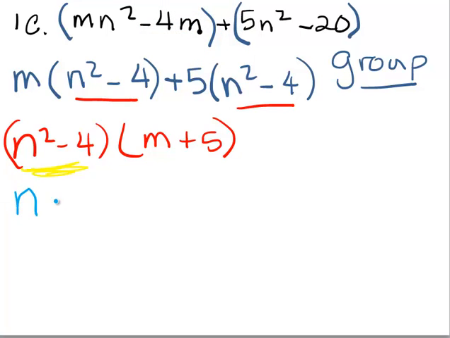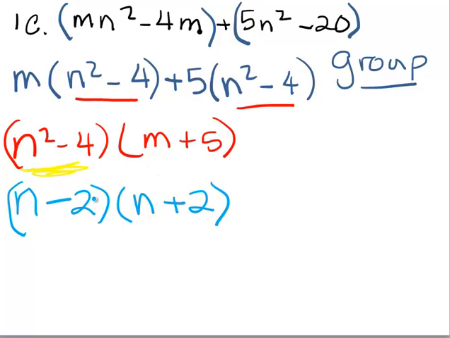That would be the square root of n squared minus the square root of 4 times the square root of n squared plus the square root of 4. I meant square root of 4, sorry. And all of that times m plus 5. So now I have these down to the bare nitty-gritty, so I'm in good shape. Let's take a look at the next one.